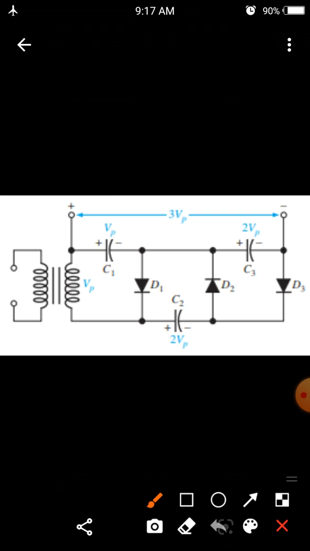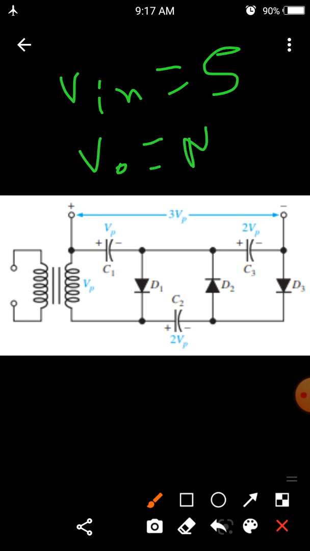For example, if we have 5 volt, then the multiplier circuit will give us 10 volt, 15 volt, 20 volt, 25 volt. We can say that the output voltage is an integer multiple of the input voltage. Suppose that we have Vin equal to 5 volt, then the output voltage after a multiplier circuit is equal to N times Vin. It is very useful in electronics.